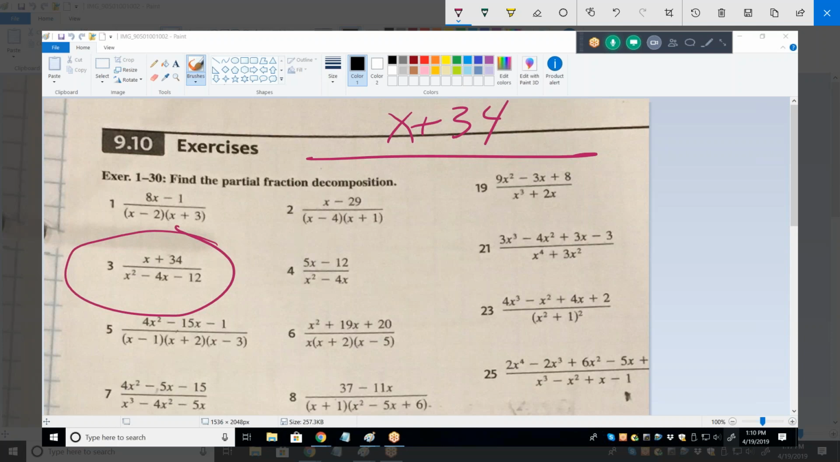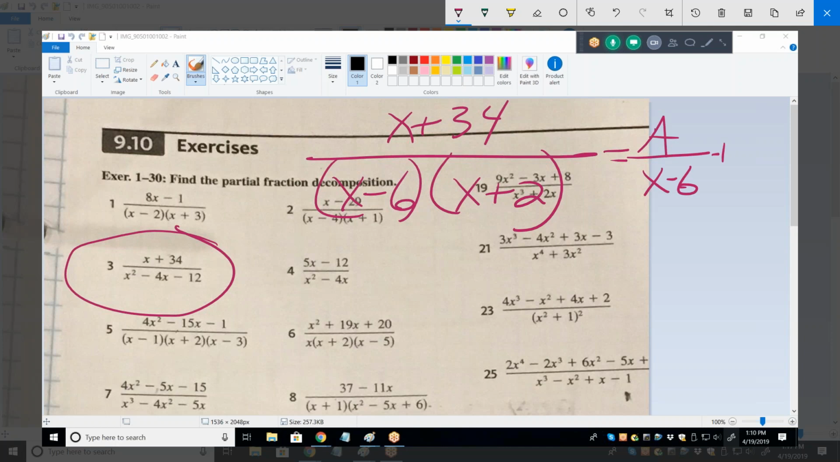So that's going to be x minus 6 times x plus 2. Now, what's the right side of that equation look like? A over x minus 6 plus B over x plus 2. So, keep going. Solve the right side.